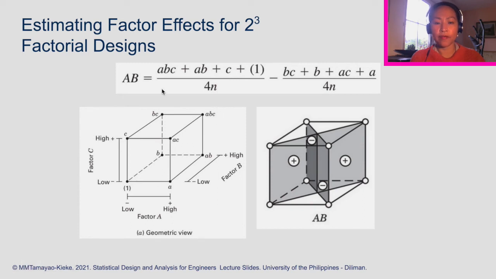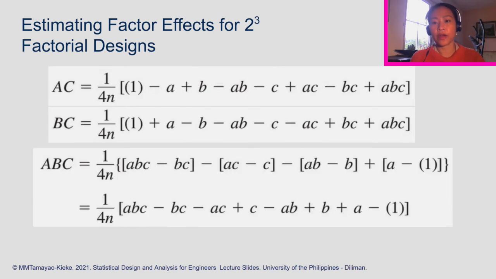Of course, we can derive the same using a different method again. You can use the geometric representation of the contrast. So you have the positive minus the negative plane and the average of that. So this is the positive plane. Looking at the positive plane, you have 1, C, AB, and ABC. That's why you have these terms here. Negative plane, you have A, AC, B, and BC. So you have these terms here divided by 4n to get the average. All right. So similarly, you can obtain or derive the expressions for the average interaction effect for AC, BC, and ABC.